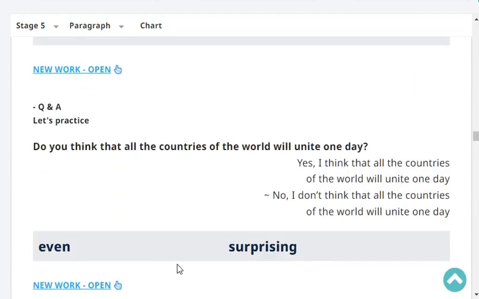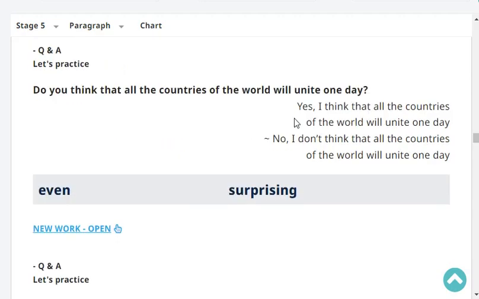Very good. Okay. Do you think that all the countries of the world will unite one day? Yes or no? No, I don't think that all the countries of the world will unite one day. Very good.